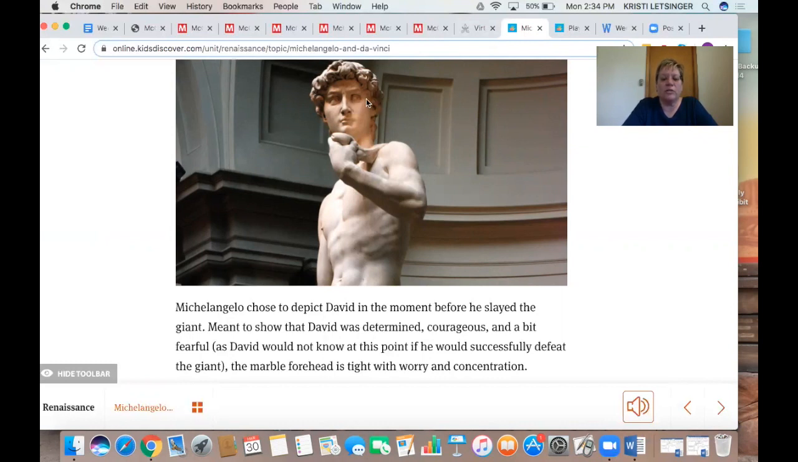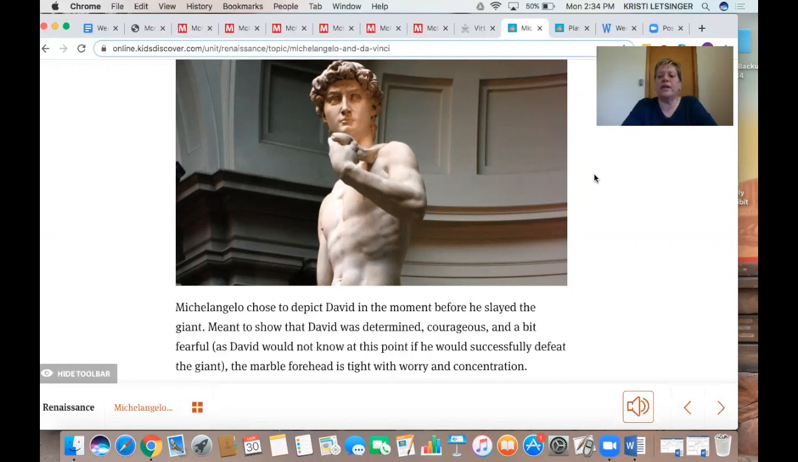And if you could get closer, you could almost see the determination in his eyes. This is the moment where David is deciding before he slayed the giant Goliath. It shows that he's determined, courageous, and a bit fearful, because if you look in his eyes, there is just a little bit of fear there as well. Confidence, yes, but fear as well.